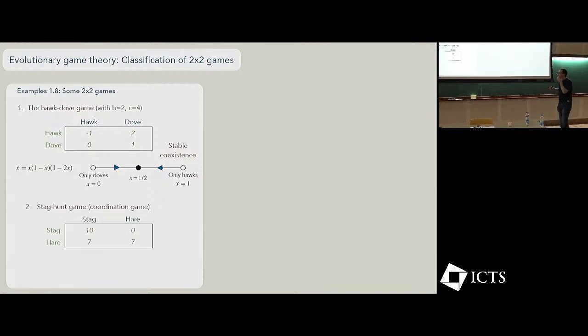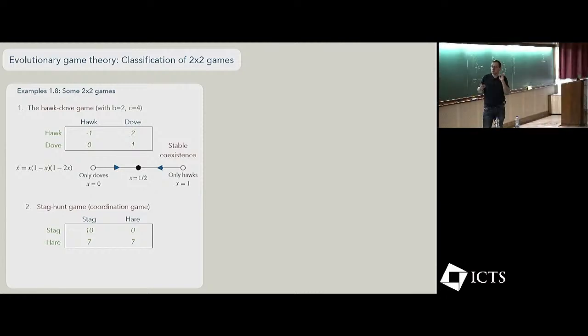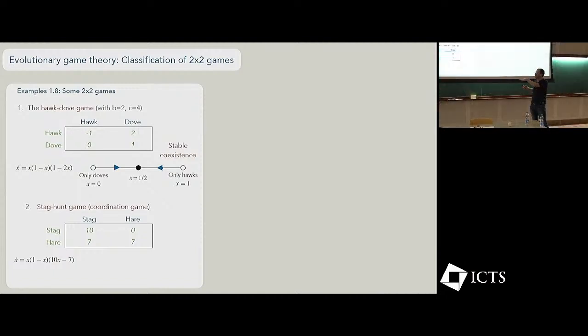Another example is the stag hunt game, which we also had already. This is an example of a coordination game. Again, we can just do the autopilot and plug these payoff values into our formulas. What we get in this case is this differential equation. If x is 0, this is negative, so this first strategy would not even invade. If x is 1, this is positive, so it would increase further if it could.